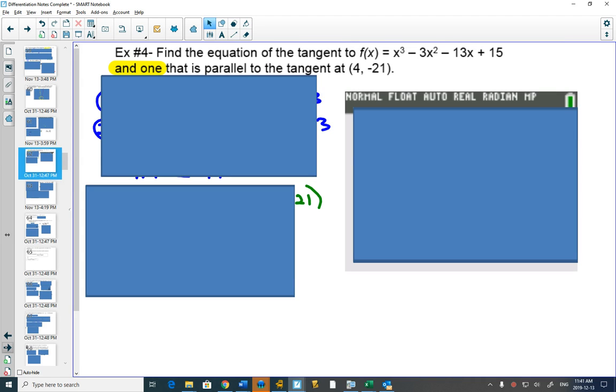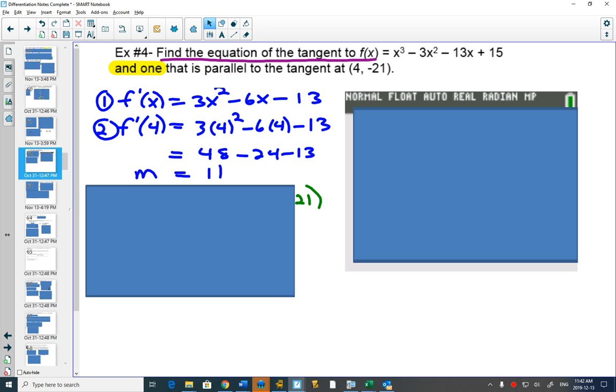What I really want to focus on in this one is some of the wording in the question. So first of all, it says, find the equation of the tangent to f of x, but it doesn't tell you a point for that first part. It says, find the equation of the tangent to f of x, and an additional one that's parallel to the tangent at 4, negative 21. Well, when they say find the equation of the tangent to, they're just saying, can you find the general equation of all the tangents? That's their way of just saying, can you find the derivative? But can you see yourself on a test when you see this feeling like, I don't know what to do, because there's not enough information? So the first part is just, can you find the derivative?